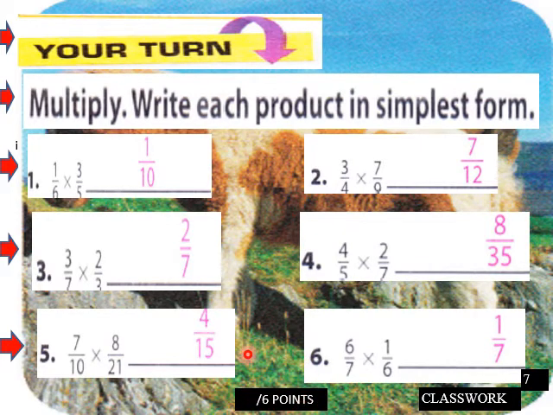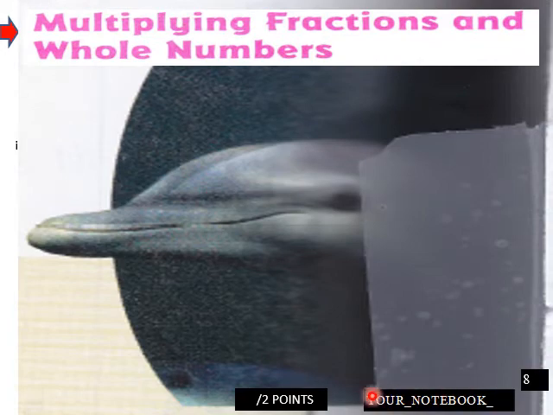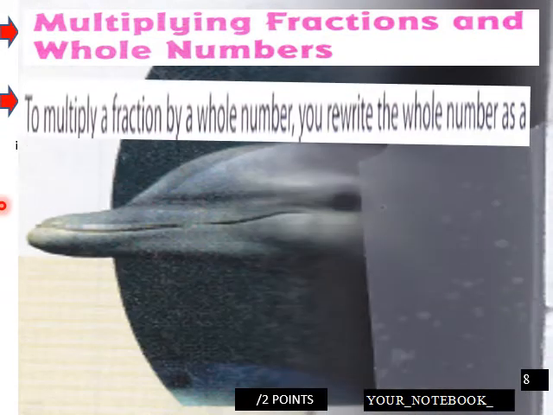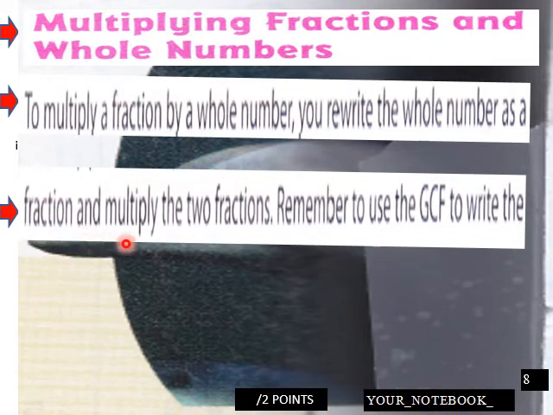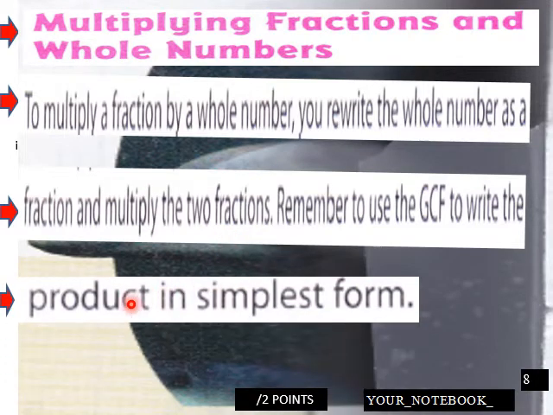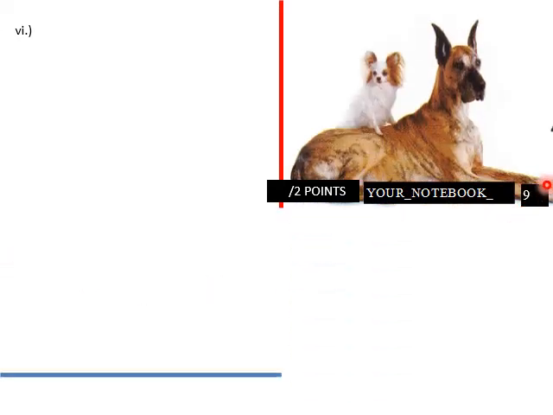This is a 6-point page on your classwork. Page 8, this is a notebook entry, students: multiplying fractions and whole numbers. To multiply a fraction by a whole number, you write the whole number as a fraction, and then multiply the two fractions. Remember to use GCF to write the product in simplest form. So you factor out a GCF, greatest common factor, between the numerator and the denominator. Notebook entry, page 9.